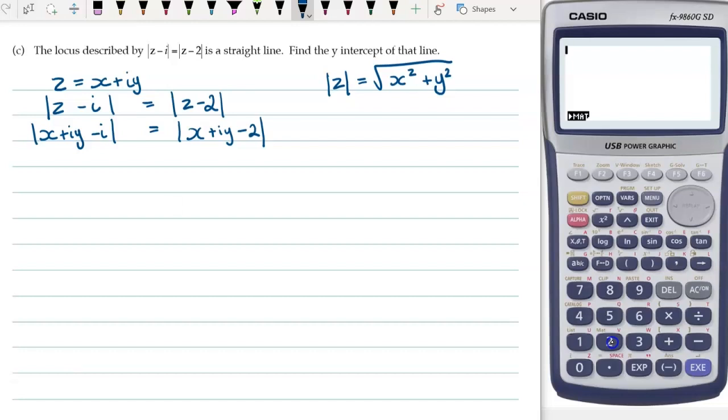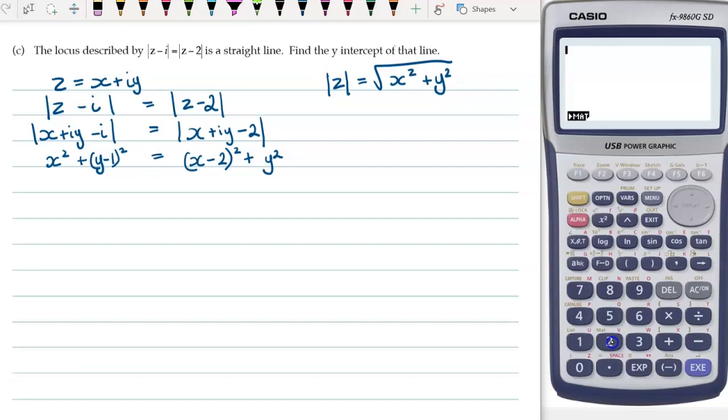Okay, so the real part on the left hand side we have is x squared. On the imaginary side we have y minus 1, and that gets squared. Then we would do the square root. On the right we have x minus 2 as the real part, and y for the imaginary part, and that gets squared. So now you can see I've got a square root on both sides, so I can square both sides and just remove the square root symbol.